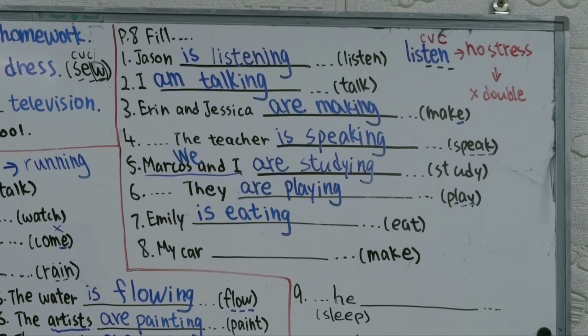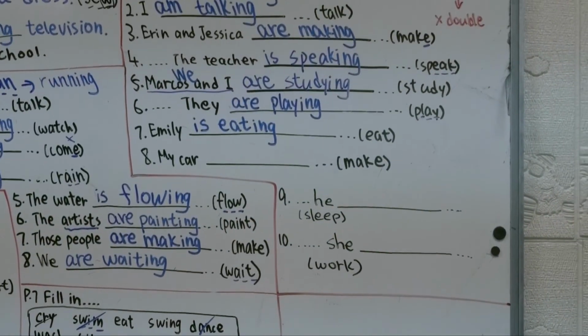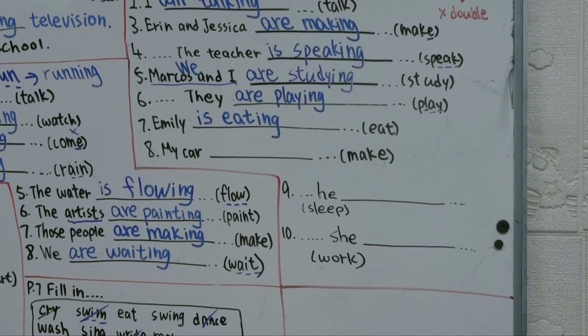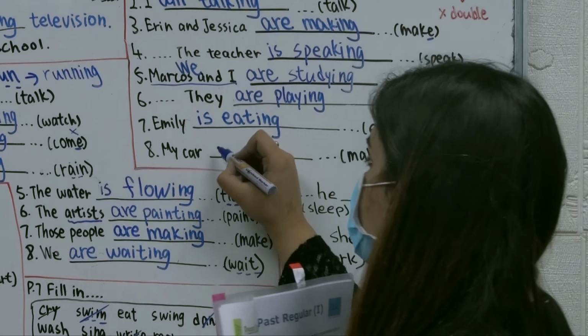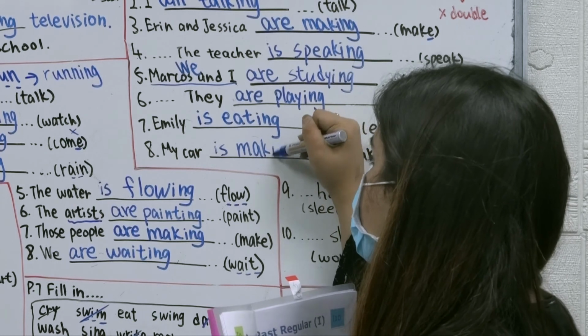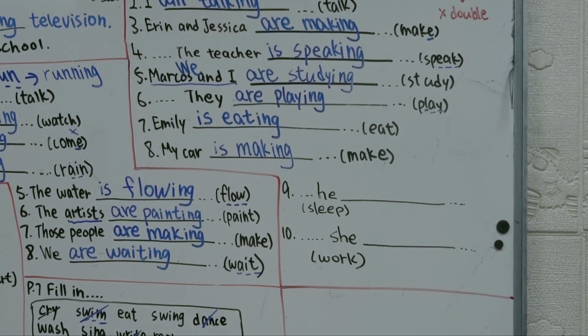Alright, keep going with question 8. My car space strange noises. I need to get it checked out. My car, is M or R? Is. Make becomes making. Cross out the E and add ing for this verb. We call it present participle.